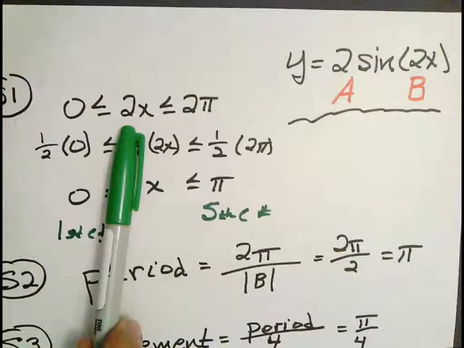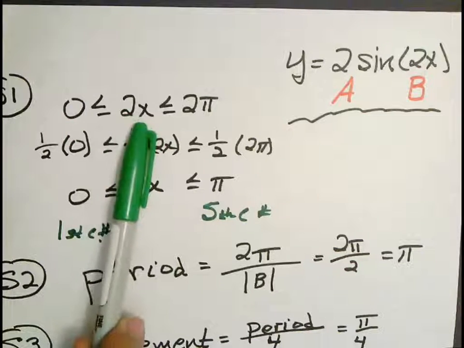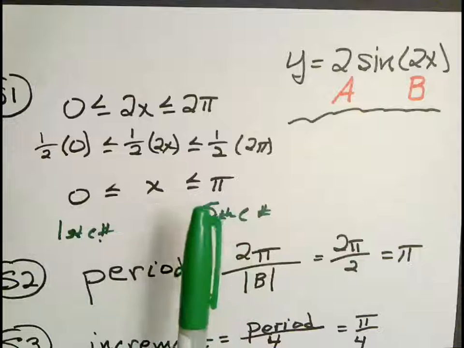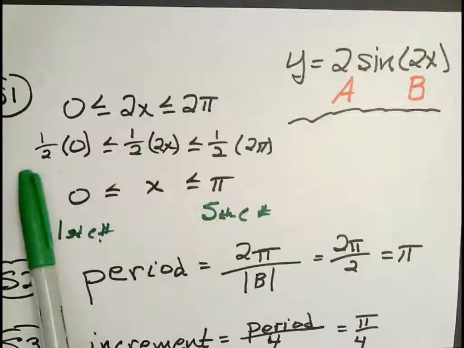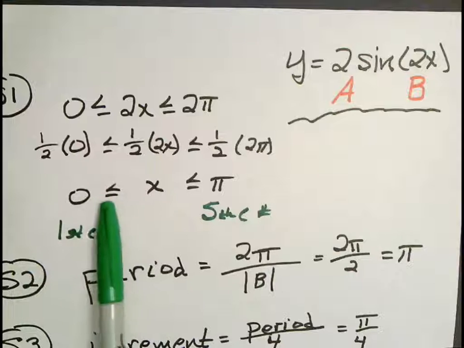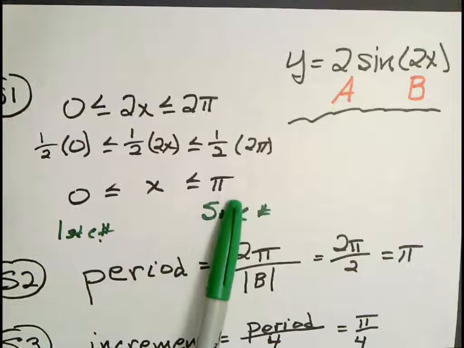The bx minus c is 2x. So we put that in here. We have to get a single x, one x in the middle. So we have to divide all three sides by 2, or dividing by 2 is the same thing as multiplying by its reciprocal, and we're going to be getting 0 is less than or equal to x. See, I have the 1x by itself here, less than or equal to pi.